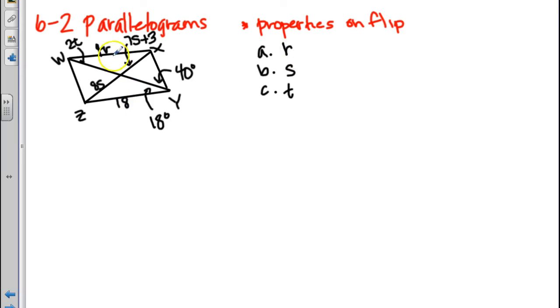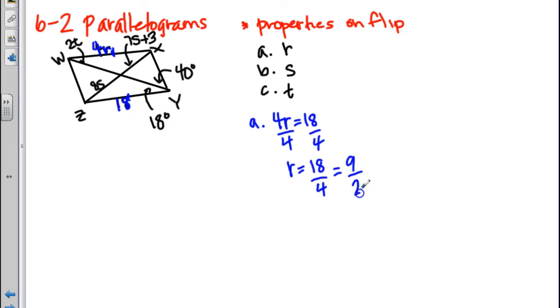All right, so now that you've tried that, let's find r here. 4r is equal to 18 because opposite sides of a parallelogram are congruent to each other. So for A, 4r equals 18. Divide by 4 on both sides. 18 fourths is the same as 9 halves, or 4.5. So r is 4.5.